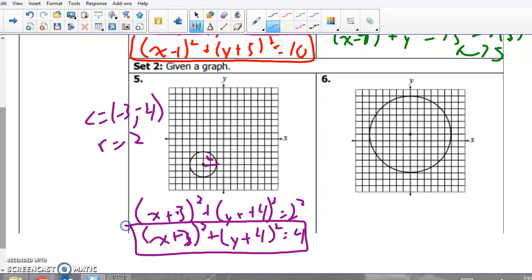Give you a couple minutes. I want you to work on try number 6, answer the question, and then I'll reveal the answer in a second.